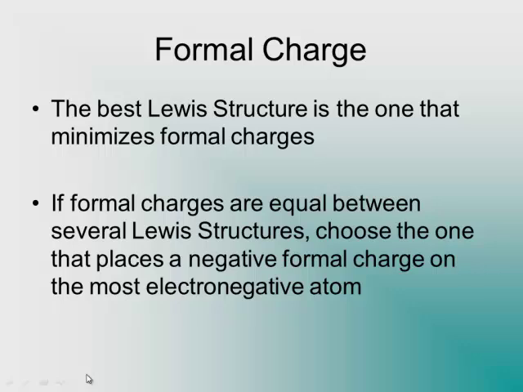The purpose of assigning formal charges is to choose the best Lewis structure from several possibilities. Remember that you need to temporarily forget what you know about drawing Lewis structures. We're going to see how formal charge allows us to realize those rules. The best Lewis structure is the one that minimizes formal charges. If formal charges are all equal between several possible Lewis structures, choose the one that places a negative formal charge on the most electronegative atom.